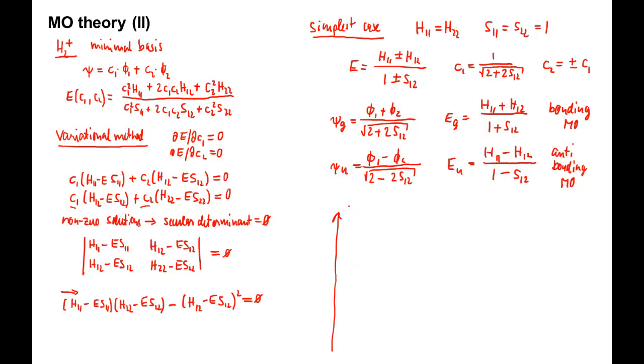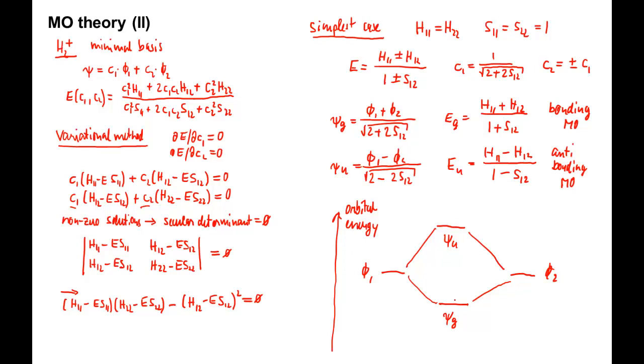The vertical axis is the orbital energy. We put the two AOs on the left and on the right, and the two MOs in the middle. This is called an MO diagram. For every MO, we draw lines to the AOs it is composed of. The bonding MO energy is lower than the atomic orbital energies, and the antibonding molecular orbital energy is higher.